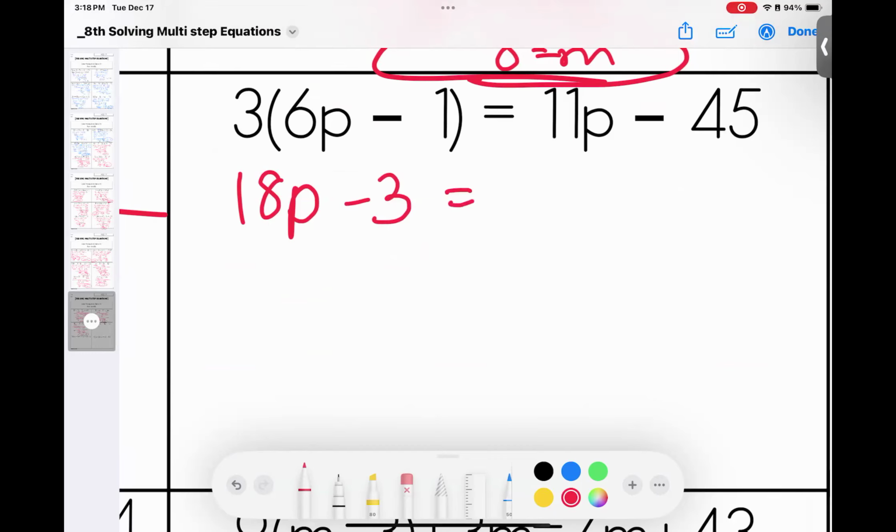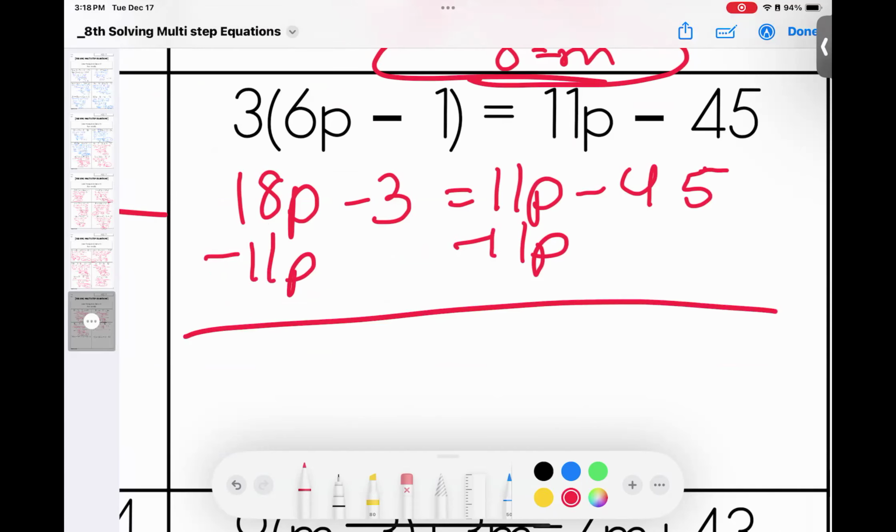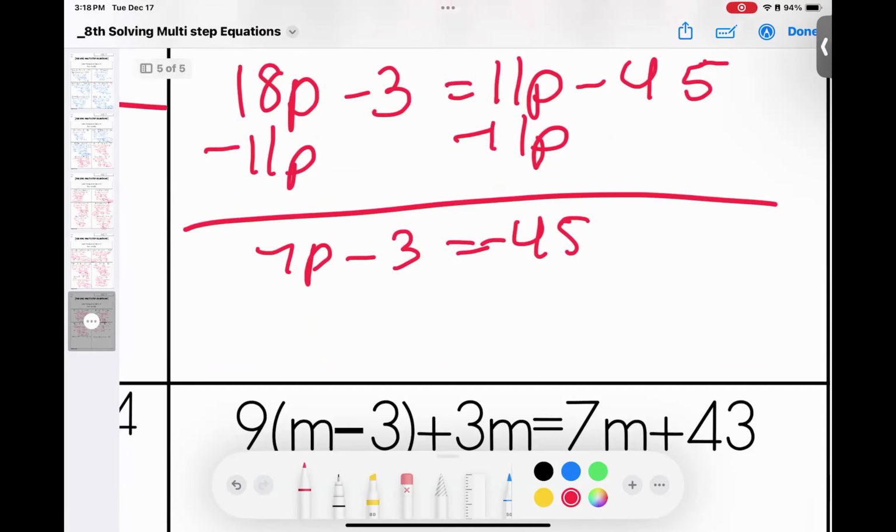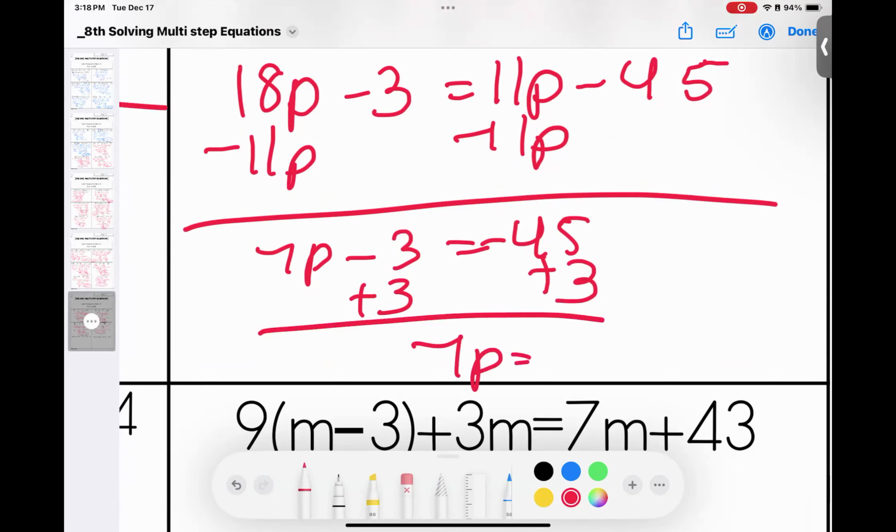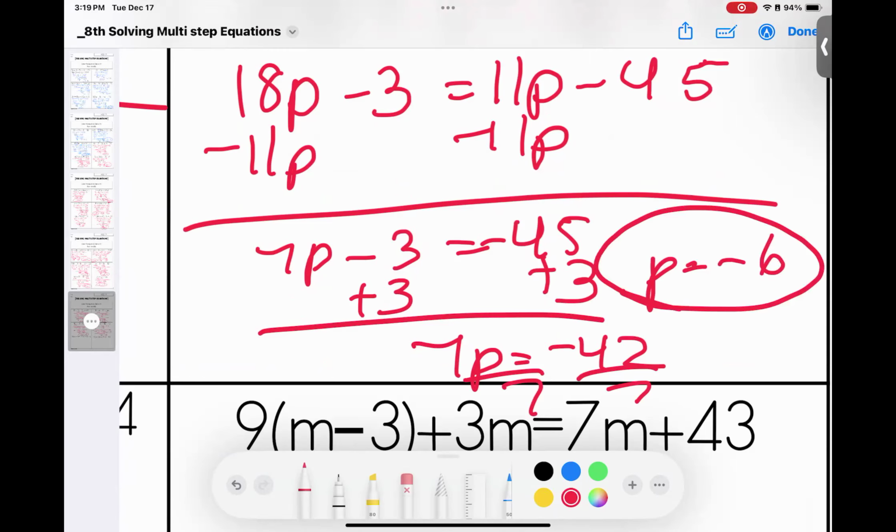18p minus 3 equals 11p minus 45. I'm going to move the 11. 7p minus 3 equals negative 45. 7p is equal to negative 42. p is equal to negative 6.